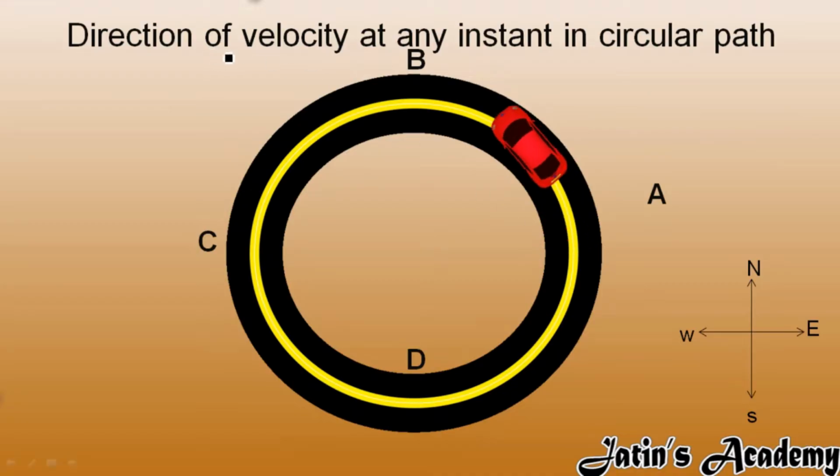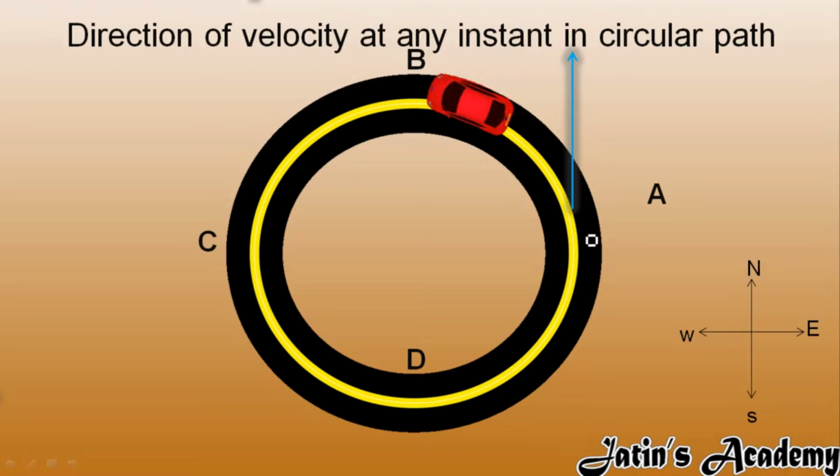See the direction of velocity at any instant in a circular path. For example, a car is moving in a circular path in anti-clockwise direction. So we want to find the velocity at some instant, like at A point I want to check the velocity, at B, at C, at D. So now let's see how we will check the direction of velocity. Here, if we check at A point, the direction of velocity is in the north direction.